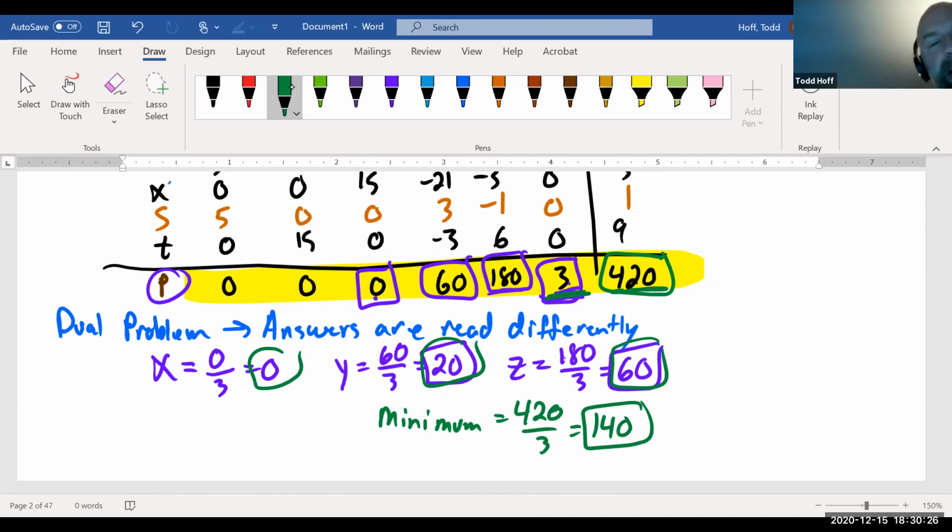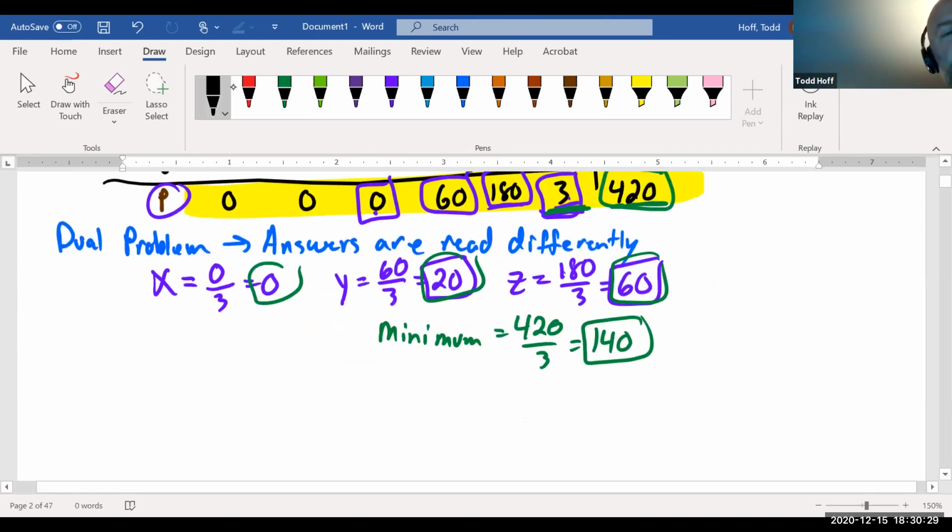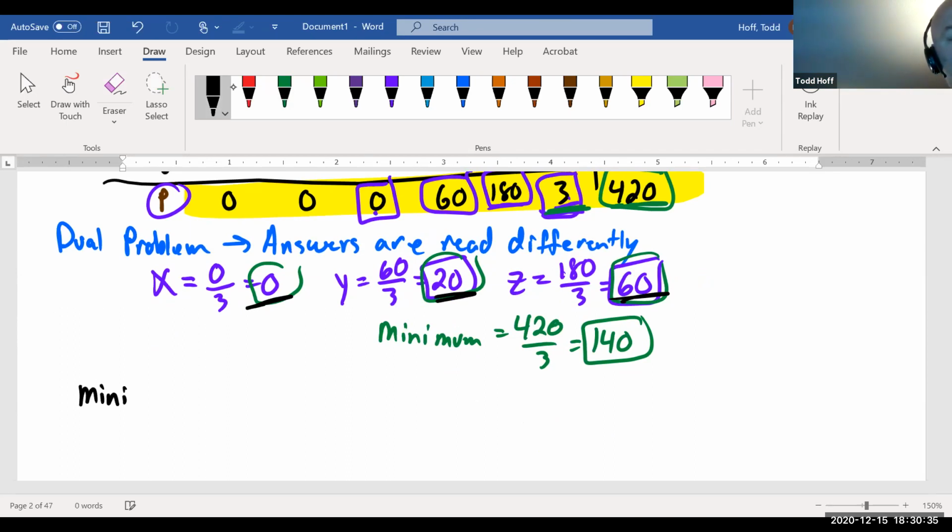Now we're going to double check that answer by using the x, y, and z values that we got here in that original minimization problem.